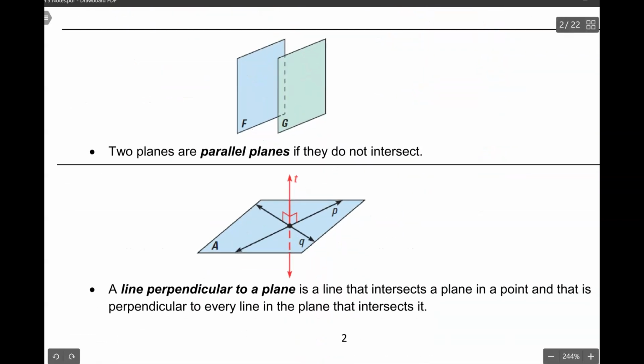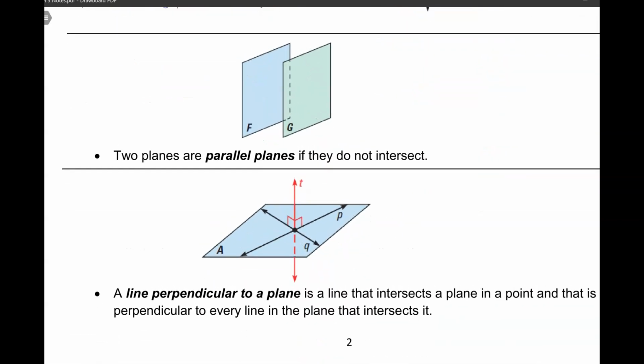Awesome. Two planes are parallel planes if they do not intersect. So it's kind of like the floor and the ceiling of your house. Right? They don't intersect, versus a wall and your ceiling would be intersecting.